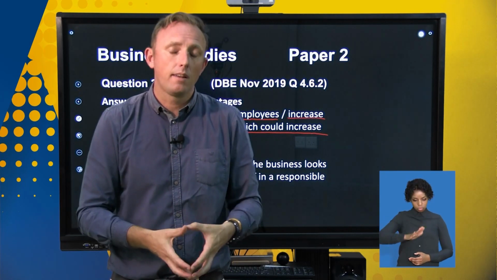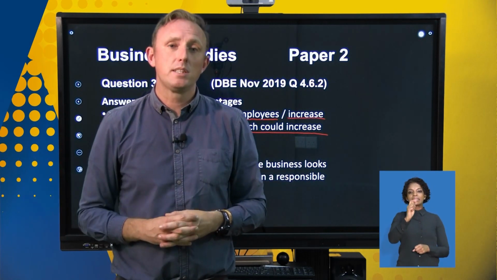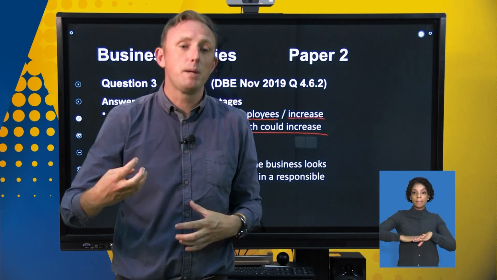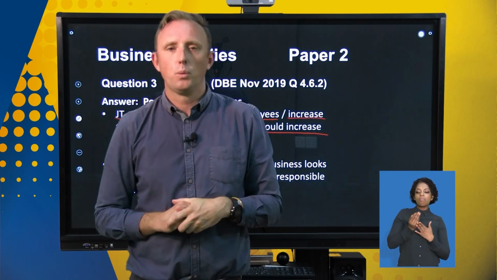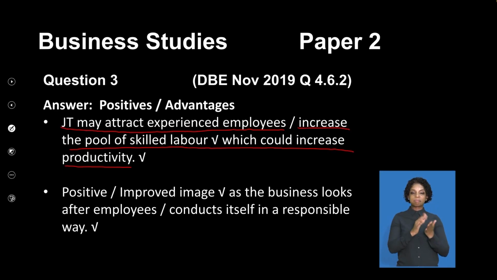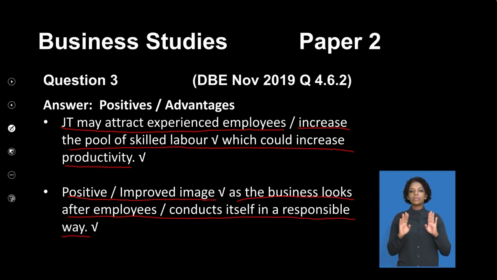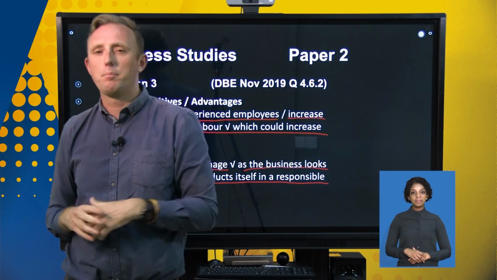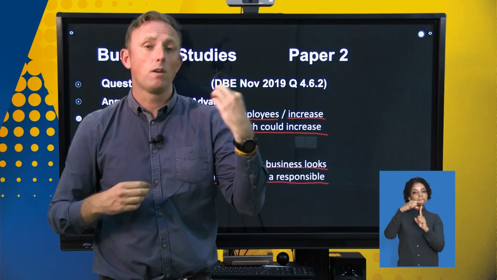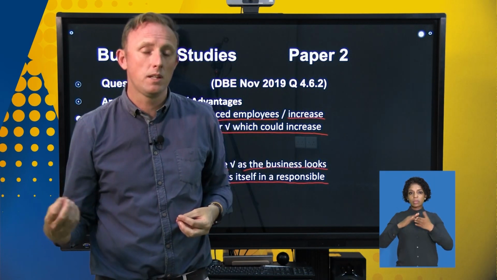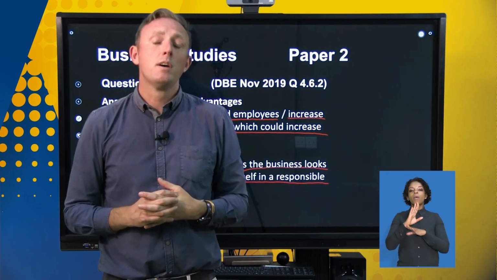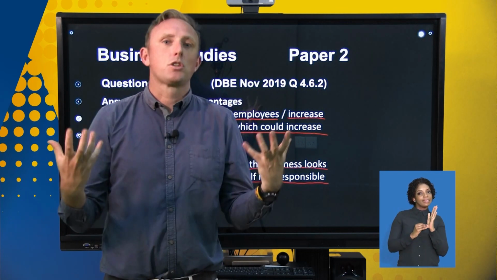Now that means that their pool of potential employees is a lot bigger, and you might have experienced people that will want to get involved with JT because of all the good work that they're doing. There's a positive or improved image as the business looks after employees and conducts itself in a responsible way. Right, so now the business is going to have a very positive look in the community because they're looking after the community, they're not harming the community. So the more positively we are seen in the business, the better it's going to be for us.